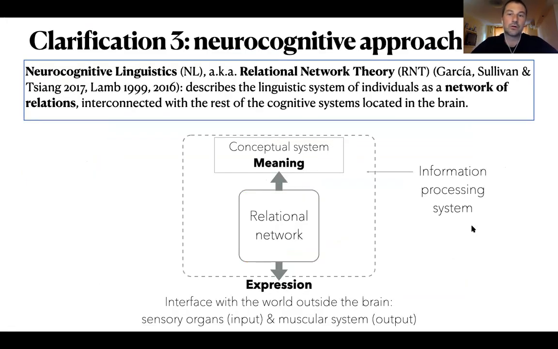What is the neurocognitive approach actually? And that's the third clarification. It is also known as relational network theory, and it was mainly developed by Sydney Lamb and some others. It is a model that describes the linguistic system of individuals as a network of relations, and as a system which is interconnected with the rest of the cognitive systems located in the brain. So it is a model that focuses on the linguistic system at the individual level and tries to understand the linguistic system as a biological system residing in the human brain.